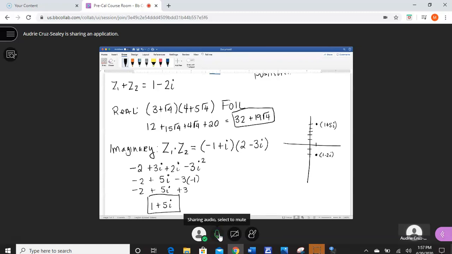Yes. The 1 minus 2i? No, it didn't say to. Me just reading the instructions, I don't think I was supposed to. I don't even think we're supposed to graph the word. It just says find and sketch z1 plus z2 and then z1 times z2. That's it. So just 2 points.